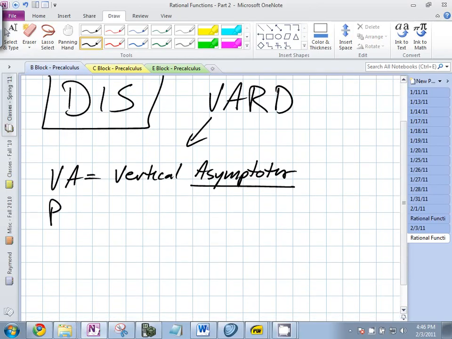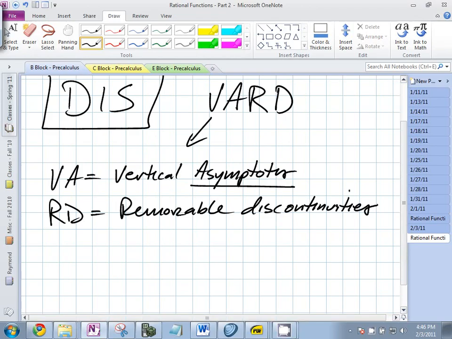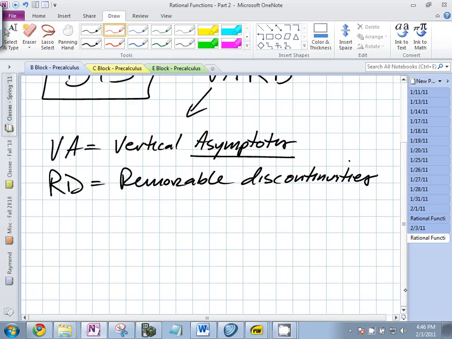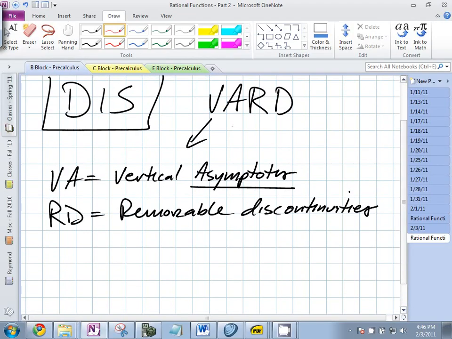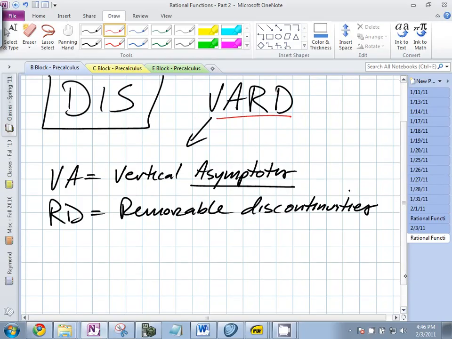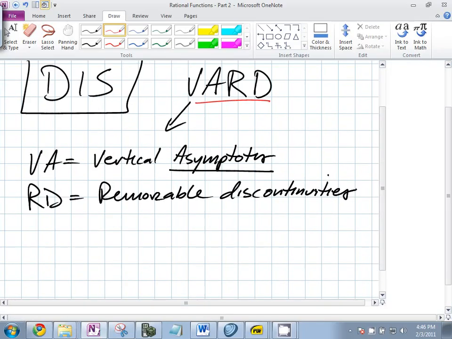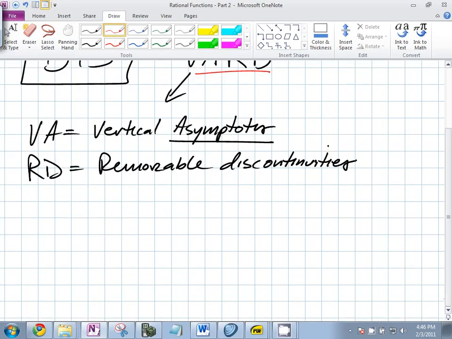And RD stands for removable discontinuities. A function can have as many as you want of either of these things. Let's focus on the vertical asymptotes, but both vertical asymptotes and removable discontinuities. To find them, you need to simplify. You need to simplify your rational function.